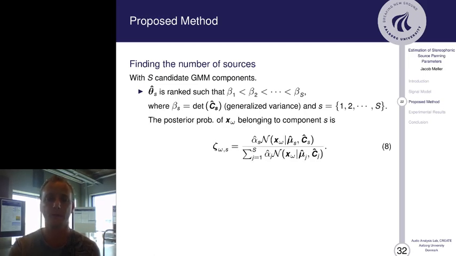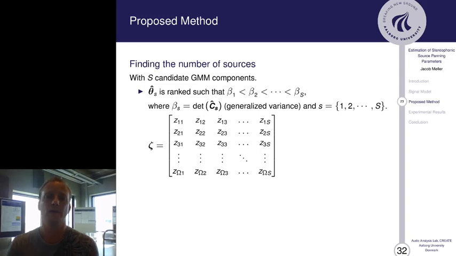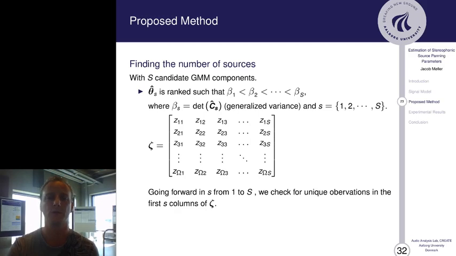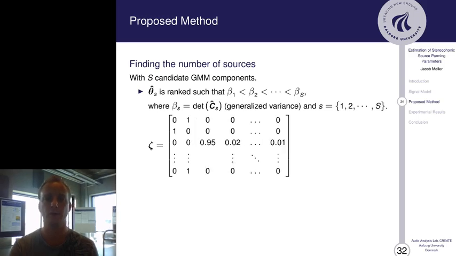After we have ranked the parameters, we compute the posterior probability of x_w belonging to component S, which is shown in equation 8 as zeta. Here we can see that the first column is related to the first component, and the second column to the next component, and each row in zeta is related to a frequency. If we go forward in S from 1 to capital S and check for unique observations, we can then use that for finding the number of components.